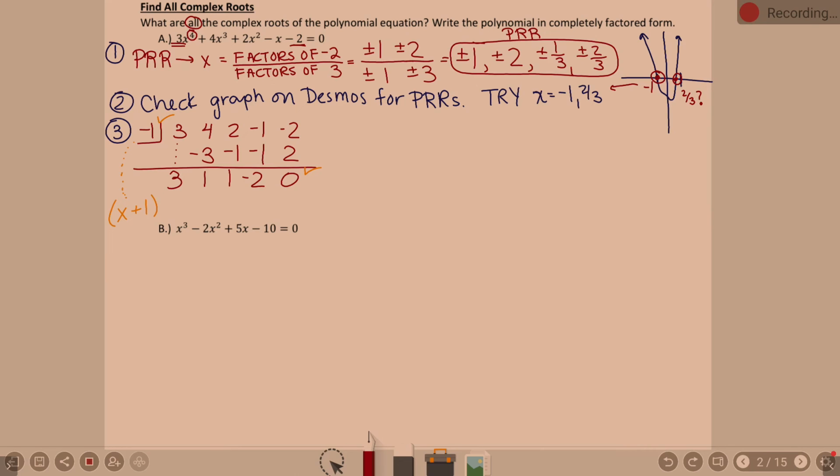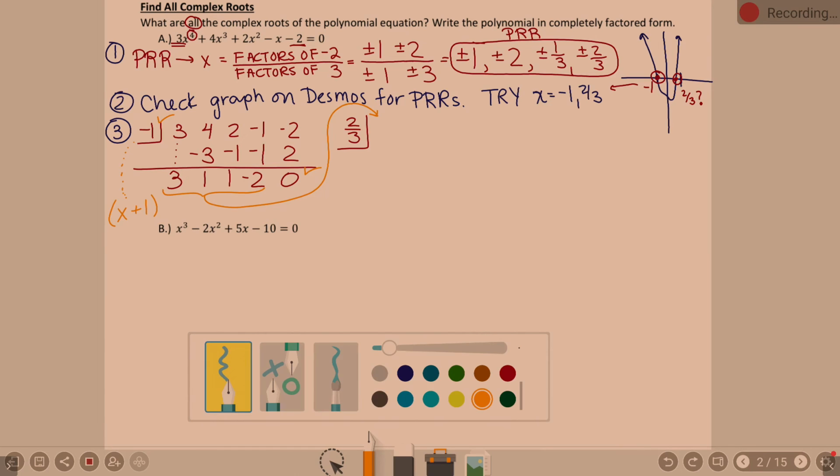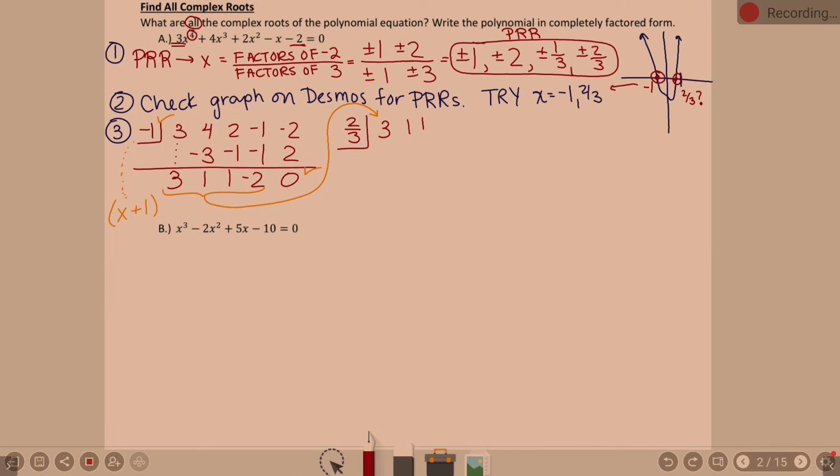What else were we guessing? 2/3. So we're going to try 2/3. Now, there's a catch here. First of all, give it a chance. It's not difficult just because it's a fraction. But with 2/3, what numbers do I use? We talked about this in one of our examples yesterday: I don't want to go back and use the original row of numbers because I'm trying to factor it down. That means I'm going to use our new row of numbers, because in the end, we have to find our two complex solutions. So now we're going to use 3, 1, 1, -2.